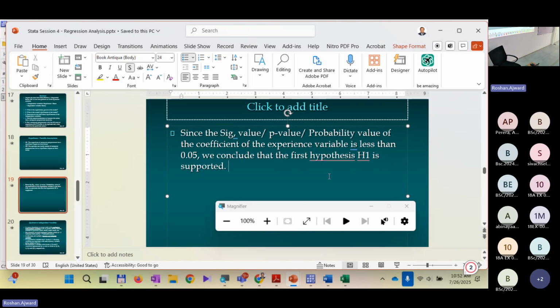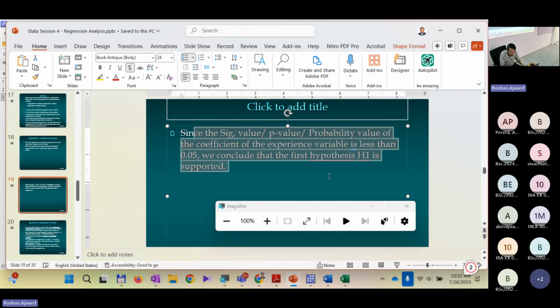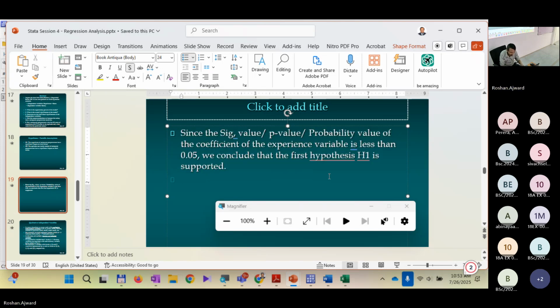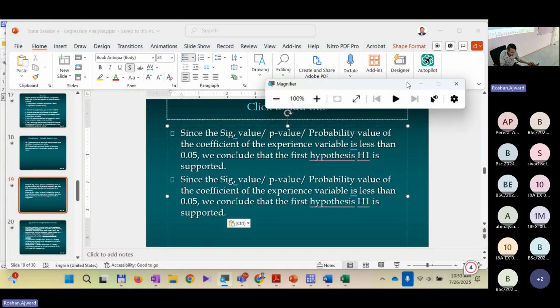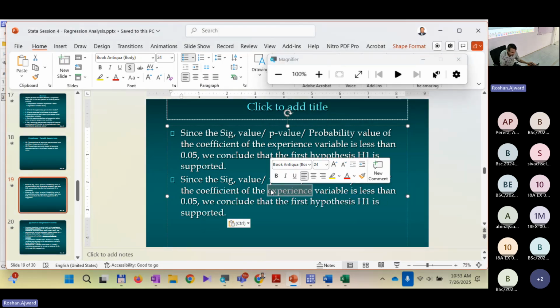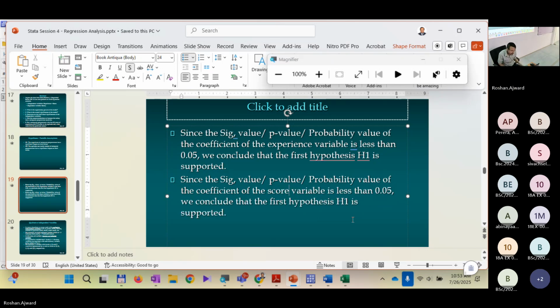We say either supported or rejected. We don't say accepted. We don't say hypotheses are accepted. So what's the second one? Again, it's the same thing for the next hypothesis. What's our conclusion? Since the p-value, the probability value of the coefficient of the marks variable, the score variable, is less than 0.05, H2 is also supported.